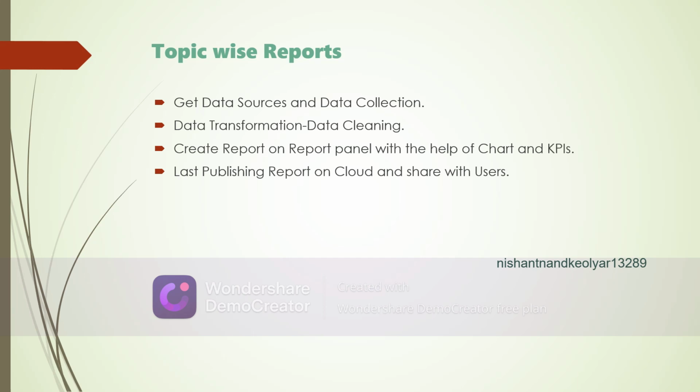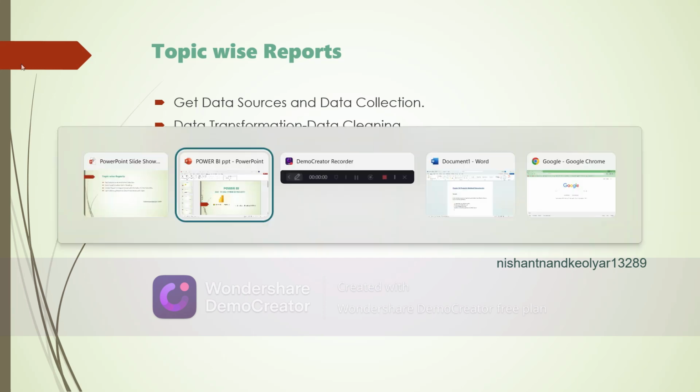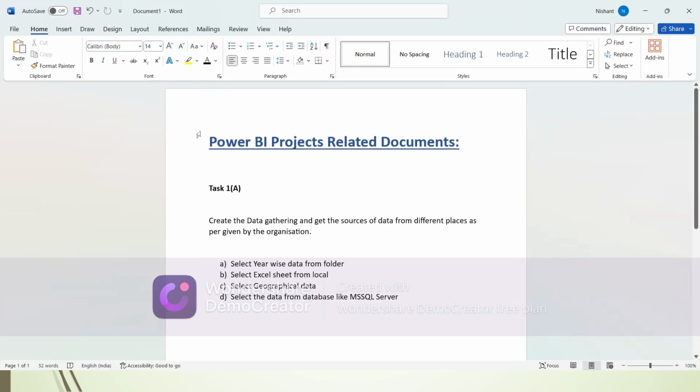When we ask our client to give the business requirement documents, they share the documents with us. In those documents it is mentioned what we need to do. For example, if I am sharing the documents with you, this is a Power BI project related document. In this document it is mentioned to do the data gathering and get the sources from different sources and give permission from the organization, like select year-wise data from a folder. It means you need to get the data from the folder.